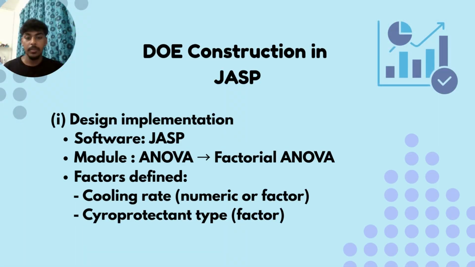The design was implemented using JASP software under the factorial ANOVA module. Cooling rate and cryoprotectant type were defined as fixed factors, while viability percentage was set as the dependent variable. This slide shows the run matrix, which includes the cooling rate, cryoprotectant type, replicate number, and measured viability. Although the table may be ordered for readability, the actual run order was randomized in JASP.